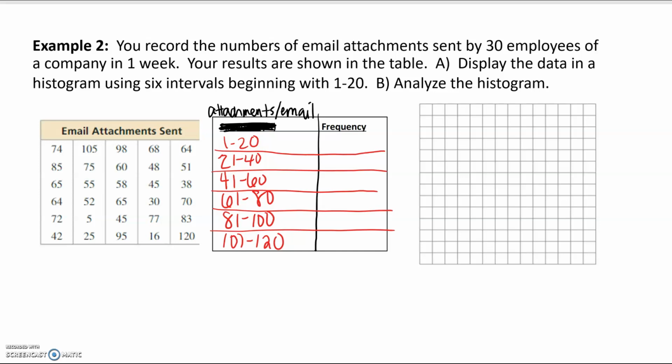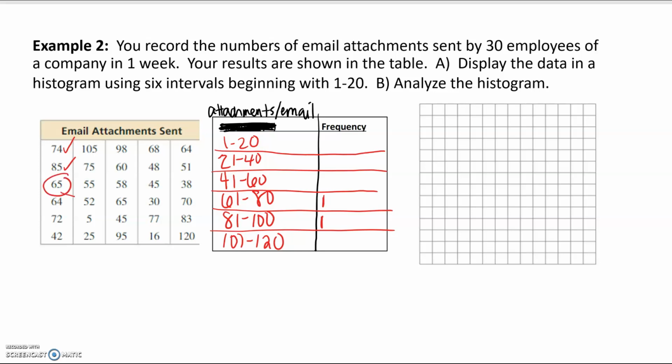So I'm going to say the first number is 74. So it fits right here, 61 to 80. So I'm going to put a tally mark for that number, and I'm going to check off that I put it in my box. And the next one is 85. So that fits between 81 and 100. So I'm going to put a tally mark there, and then check it off in my box.